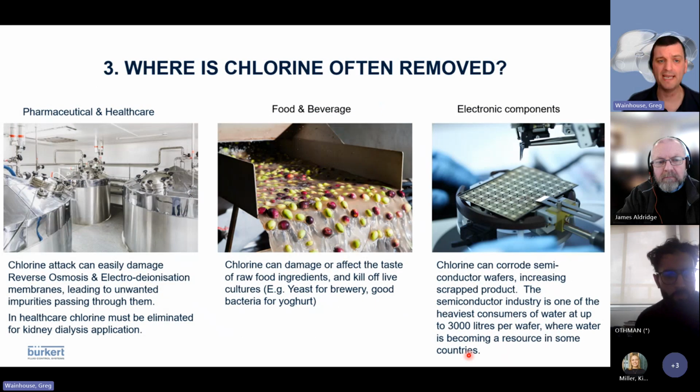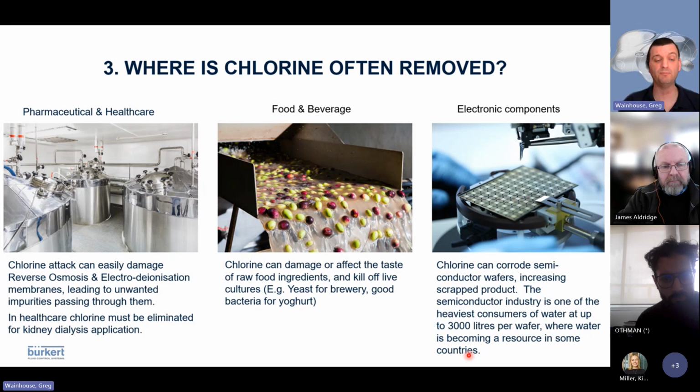So we've talked about where we add chlorine. What about removing chlorine? Well, in pharmaceutical and healthcare, they may be using a borehole supply where they're adding it in, but actually the chlorine can, as I mentioned earlier, easily damage things like reverse osmosis and can also have a detrimental effect on a process like electrodeionization, so EDI systems as well, and that will lead to damaging the system and then letting unwanted impurities pass through to the process.